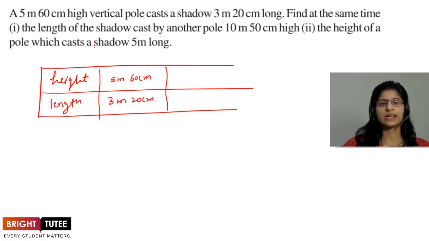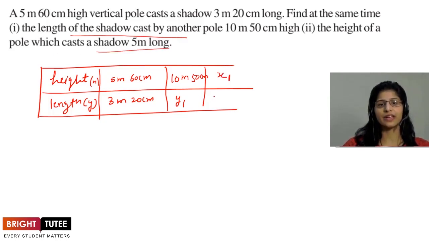Now in the first part they are saying we have to calculate the length of the shadow. That means this one, let it be y and this be x. So y1 we have to calculate when the height of the pole is 10 meter 50 centimeter. The next thing that we have to calculate is height. Let us name it as x1 and it casts a shadow of 5 meter long.